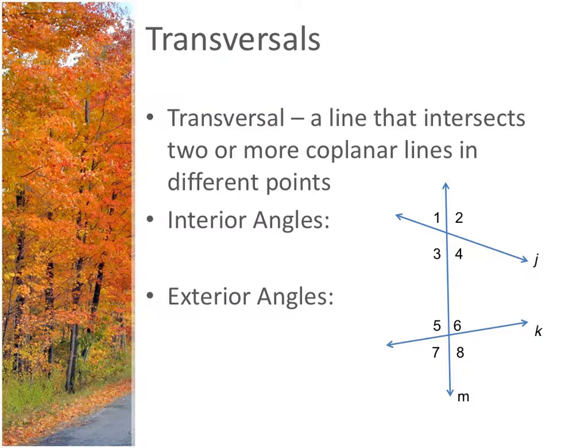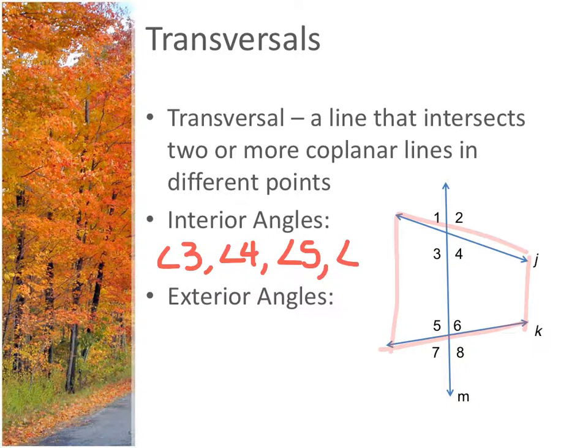So if you think of the two coplanar lines, so this line and this line, think of it like a fence of a backyard, okay? And if you enclosed it, the 4 numbers inside that red area are the interior angles. And the ones outside of those coplanar lines would be the exterior angles. So if we were to list the interior angles, we would say that they are angle 3, angle 4, angle 5, and angle 6. These are the interior angles.